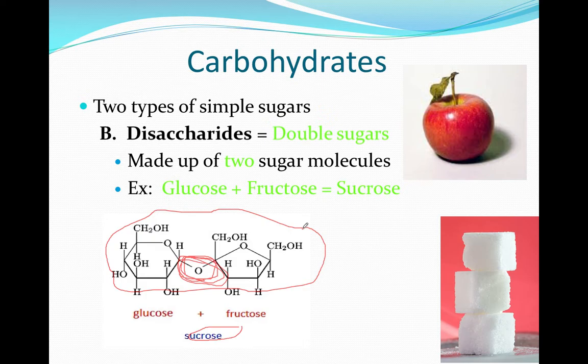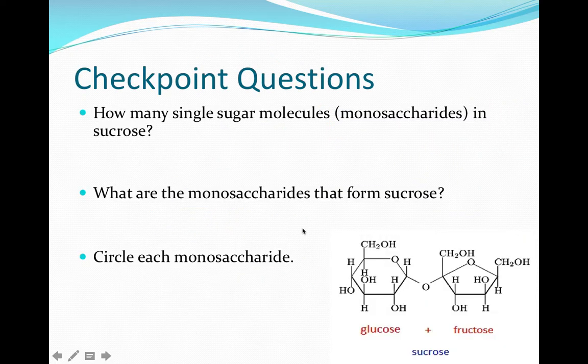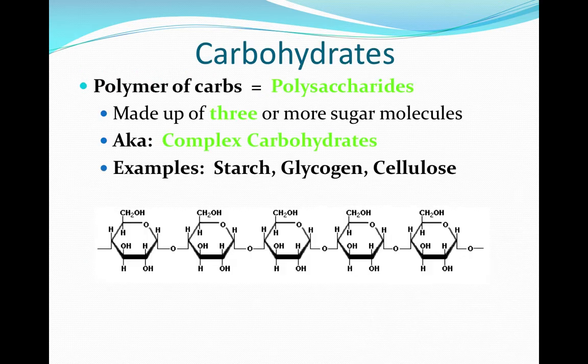So on your paper, you have some questions to answer. The first one is how many single sugar molecules, monosaccharides, are in sucrose? Go ahead and answer that now. What are the basic monosaccharides that form sucrose? You're also going to give me an answer for that. And then you're going to circle each monosaccharide. Take a moment to do this. Pause the video if needed. I'm going to go ahead and move on. We will go over the answers in class, but make sure you write them down because I'm going to come around and check.